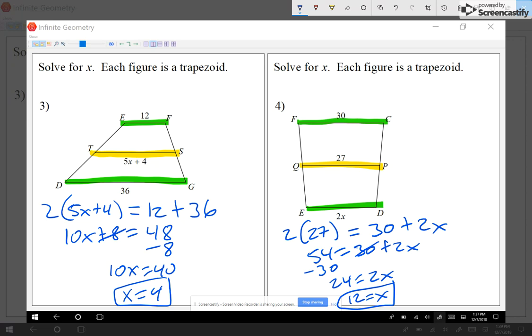Once again, notice how now I added an x, but there were pluses or minuses. And once again, on number 3, the x was in the mid segment. Number 4, the x is on the base. There will be cases where the x is in all three sides, right? The mid segment and both bases. But we always do mid segment times 2 equals the sum of the bases. Any questions so far? No?